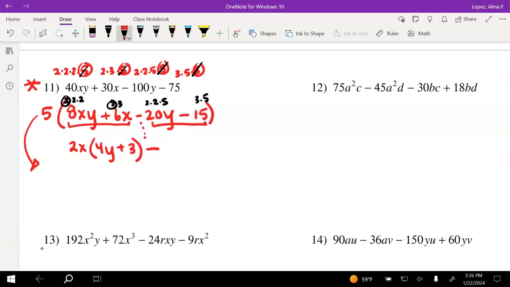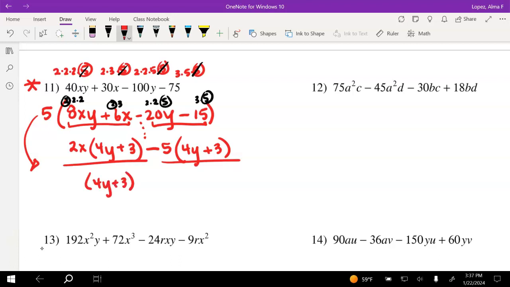20y and 15 both have a 5 in common. I'm going to factor that out. When I factor the negative 5 out of negative 20y, it's going to leave behind a 4y. When I factor the negative 5 out of the second term, it's going to leave behind a positive 3. Now we're almost finished. We have the 4-term phrase down to 2 terms. Those 2 terms have a greatest common factor of 4y plus 3. Open up the leftover parentheses. When you factor the 4y plus 3 out of the first term, it's going to leave behind a 2x. When you factor the 4y plus 3 out of the second term, it's going to leave behind a negative 5.